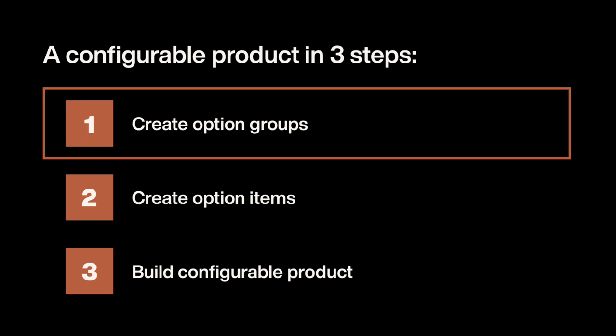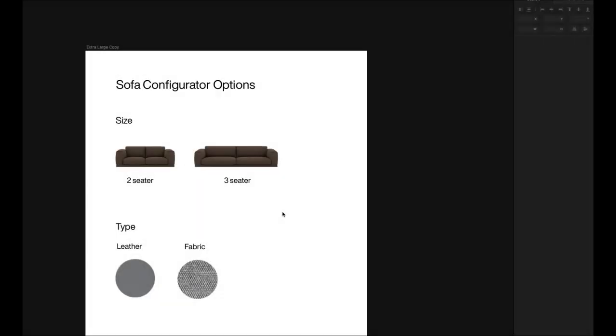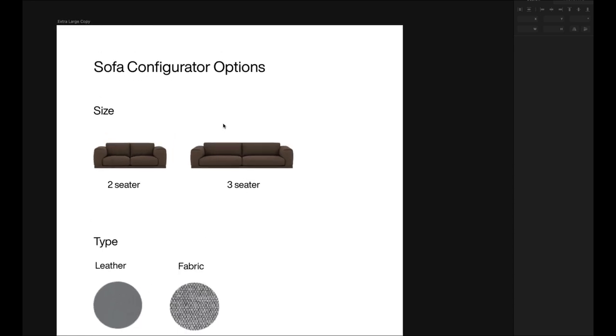We'll start with creating option groups. Option groups are the customizations for your product, such as size, type, colors, and other features. Here we show you an example of what these groups would look like.